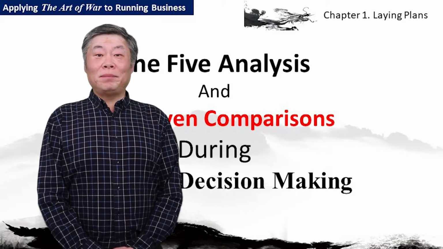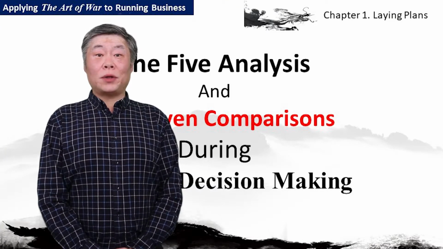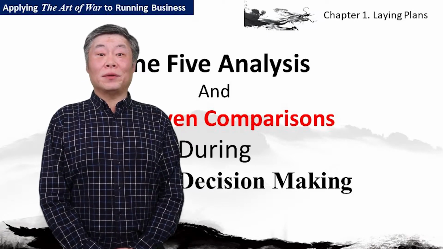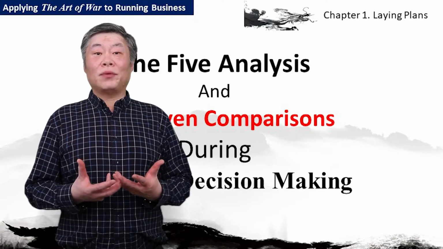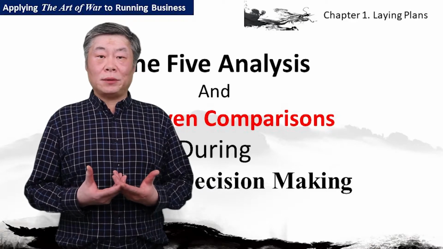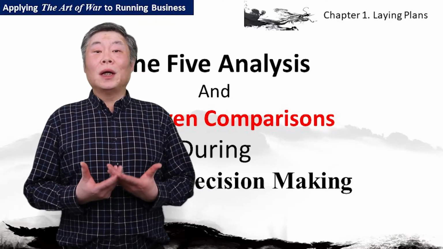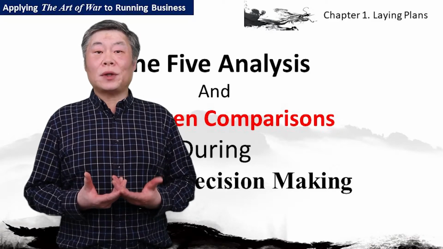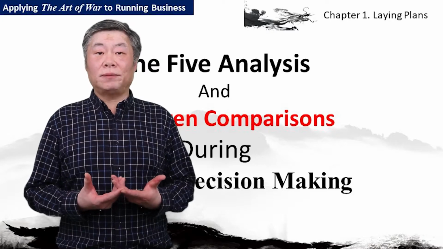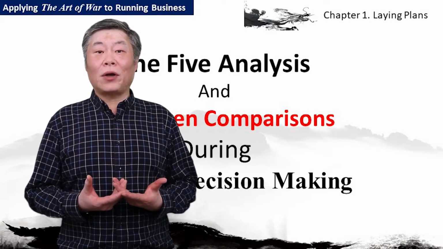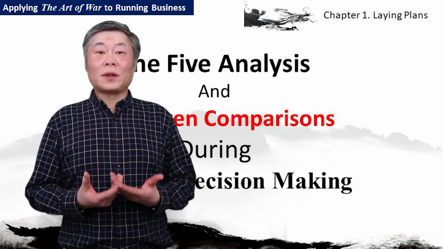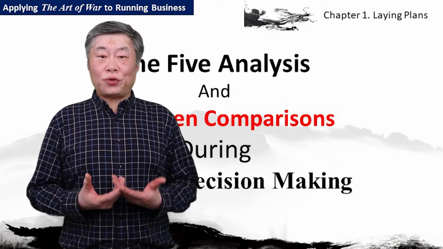Welcome again to applying the wisdom of the Art of War to business running. Last time we talked about the five analysis areas: the moral law, heaven, earth, the commander, method, and discipline. Today we are going to discuss seven areas, seven aspects for us to make comparisons, for us to have a careful look, or in Mr. Lionel Giles' words, calculation, in his translation, when we are formulating business strategy.